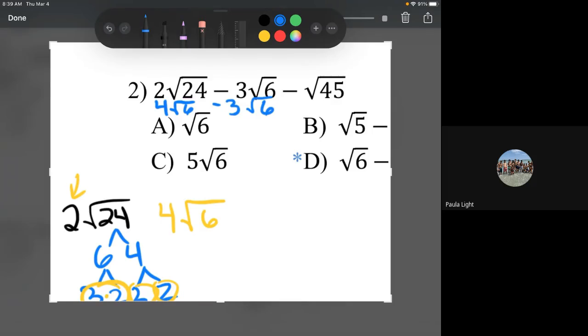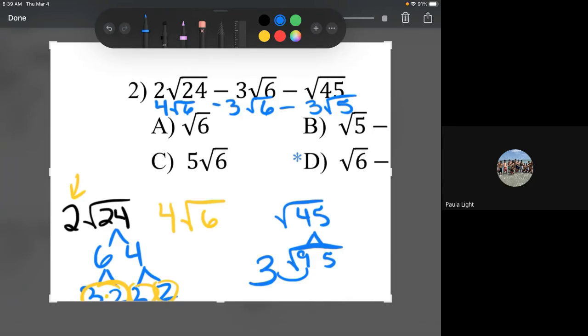And the next one is, how would you break apart 45? 9 and 5. And guess what? 9's a perfect square, so that 3 comes out. So this is 3 radical 5.